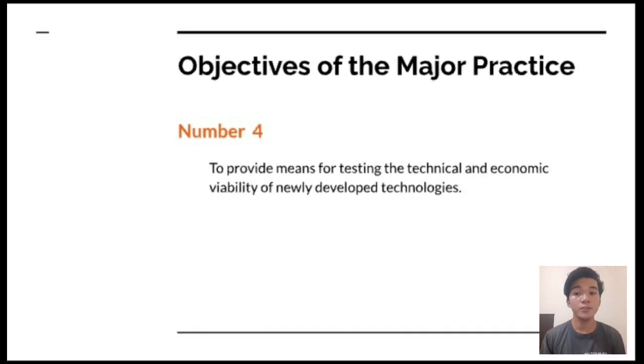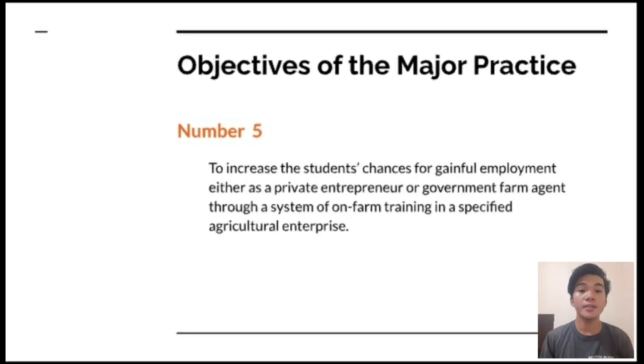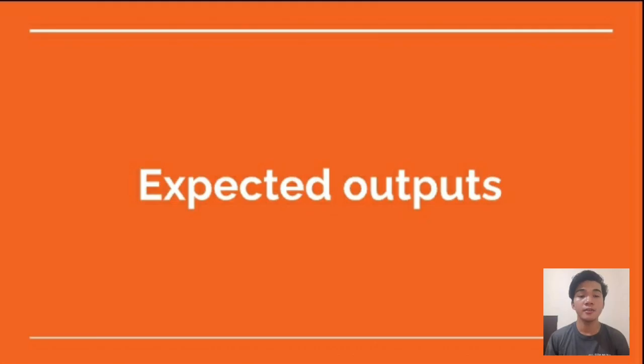Number 4, to provide means for testing the technical and economic viability of newly developed technologies. And number 5, to increase the students' chances for gainful employment, either as a private entrepreneur or government farm agent, through a system of on-farm training in a specified agricultural enterprise. Now, the expected outputs.